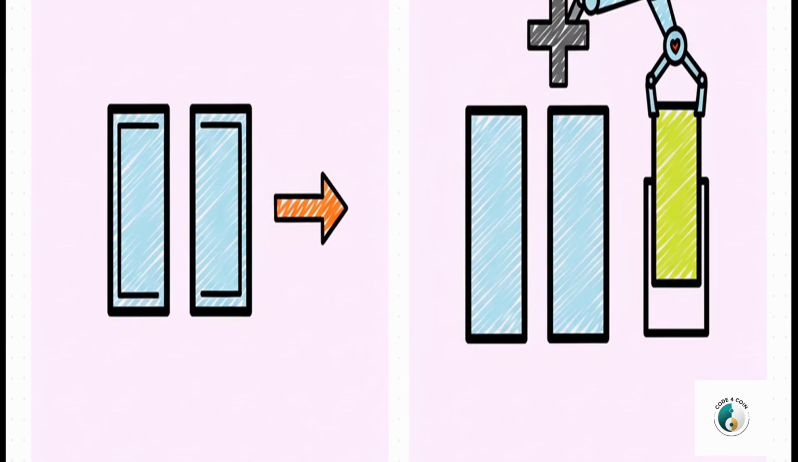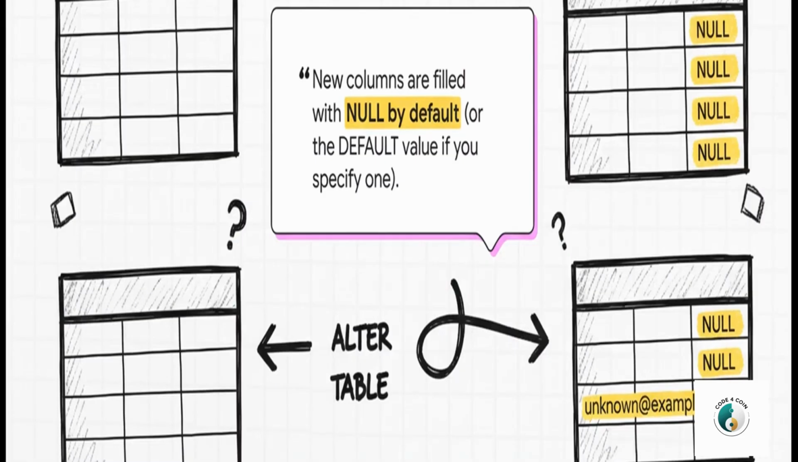But wait, that raises a pretty big question, doesn't it? What on earth goes into that new column for all the rows that were already there? Well, here's the answer. By default, the database just fills that new column for all the old records with NULL. And NULL is just SQL's fancy way of saying there's no value here. But a smarter move is often to specify your own default value. Maybe something like unknown@example.com, just so you don't have a bunch of empty data sitting around.